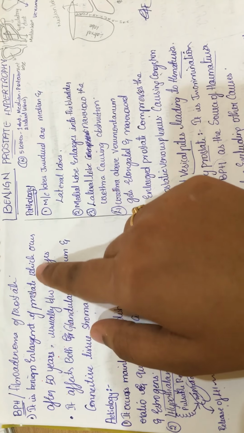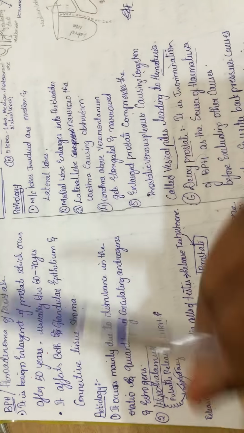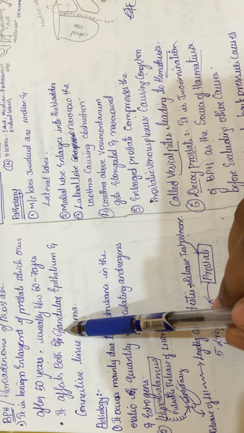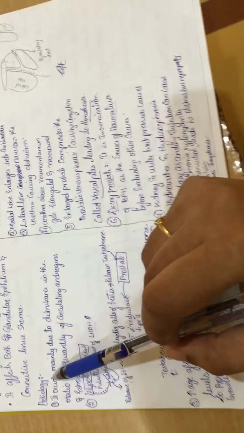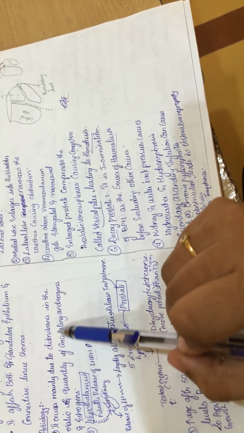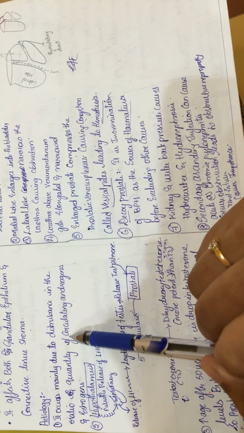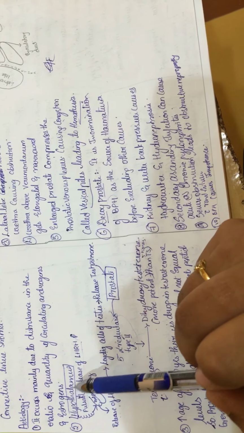It is a benign enlargement of the prostate which occurs after 50 years, usually between 60 to 70 years. It affects both the glandular epithelium and the connective tissue stroma. Etiology: it occurs mainly due to disturbance in the ratio and quantity of circulating androgens and estrogen.